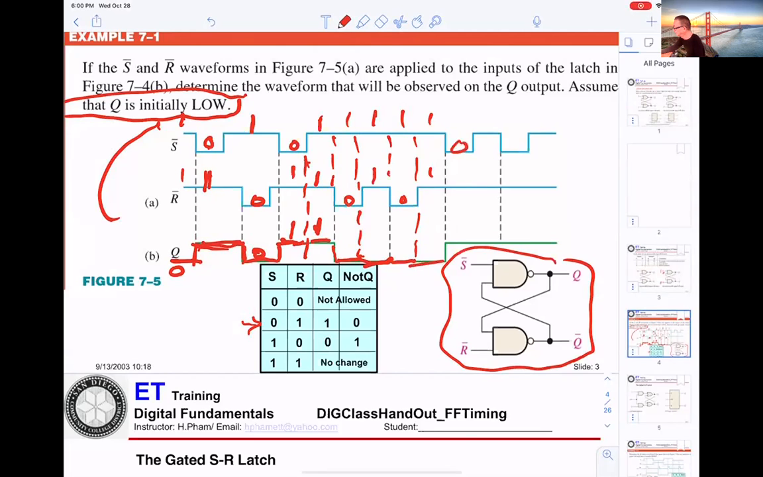Okay, 0, 1, Q is 1. Then 1, 1, no change. Right? And 0 here, they 1. When it's 1, 1, no change, should we put 0 or leave it blank? I try again. Make sure you understand that.